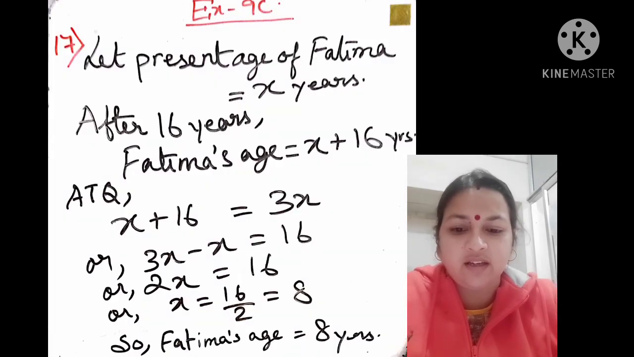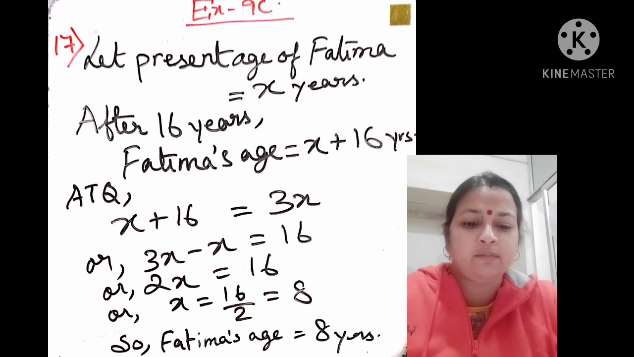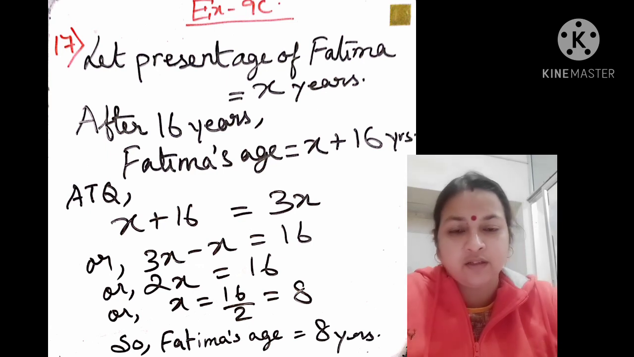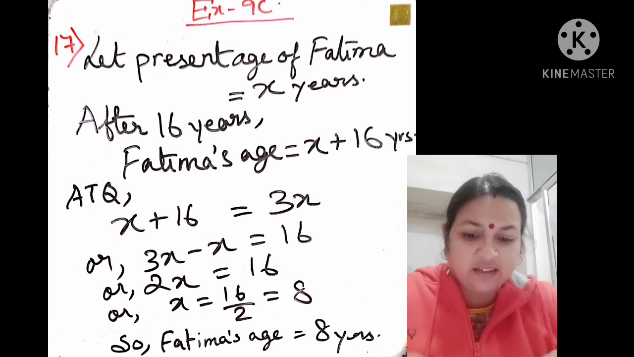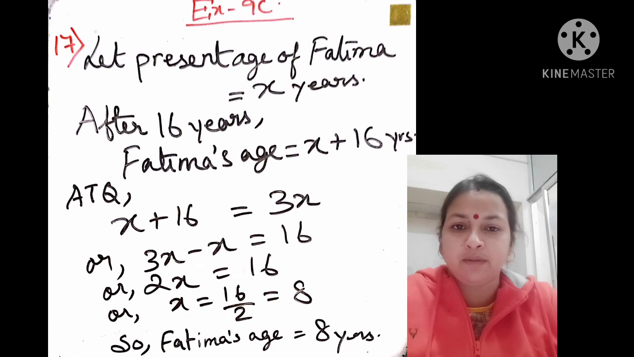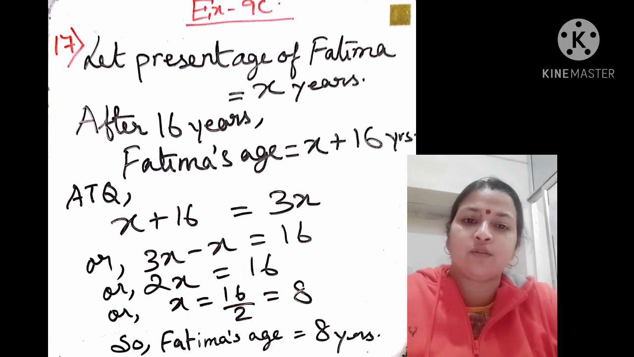Question number 17. After 16 years, Fatima will be 3 times as old as she is now. Now, her age is being compared to her own age only, but the time gap is 16 years. Find her present age. So let the present age of Fatima be x. After 16 years, what will be Fatima's age? It is x plus 16.